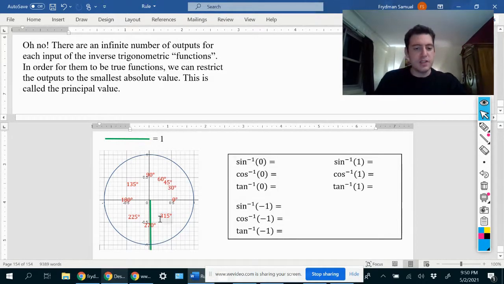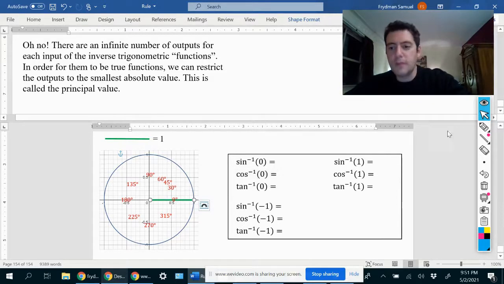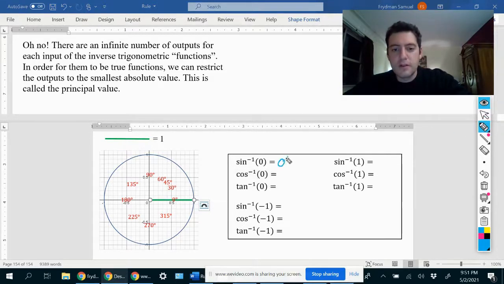So the inverse sine of 0. Of course, there would be an infinite number of answers, but we're just looking for the principal value. So what angle measure would give us a sine of 0? What angle measure would have a y coordinate of 0? That would be 0 degrees right over here, because this point here has a y value of 0.